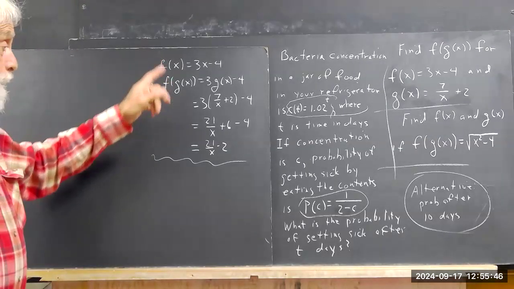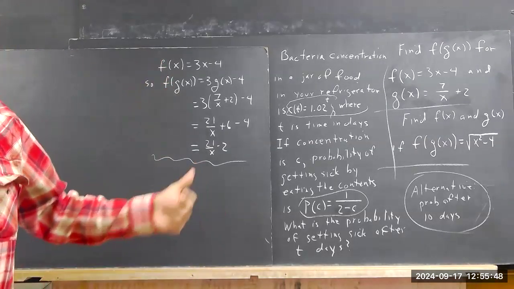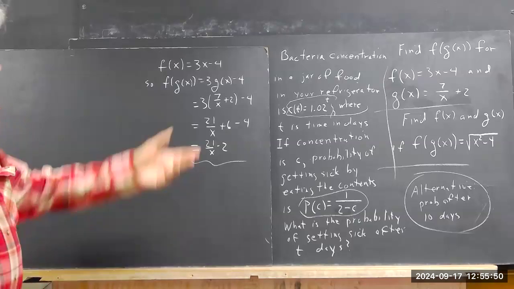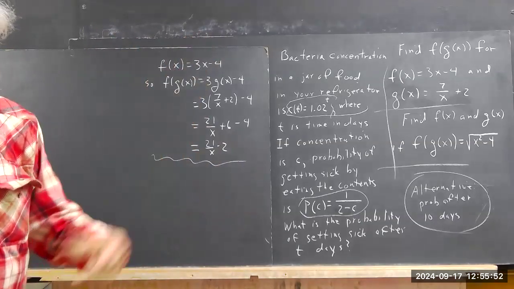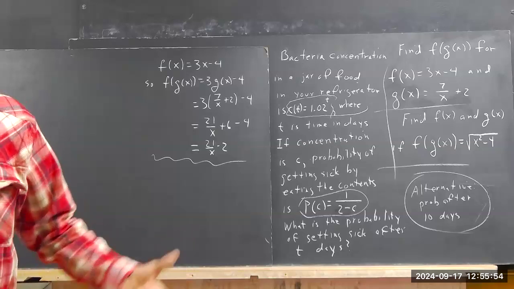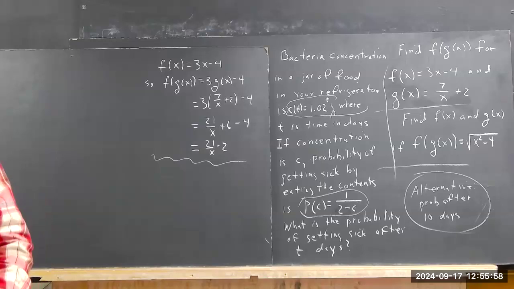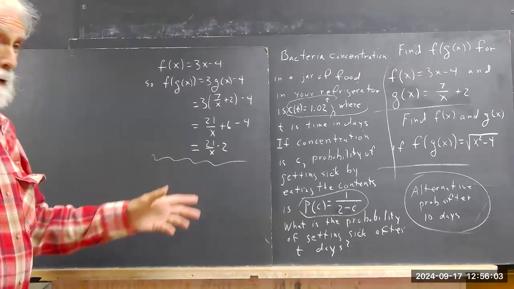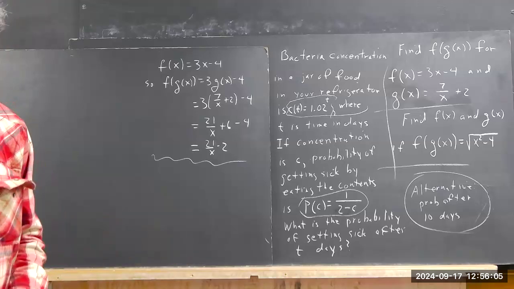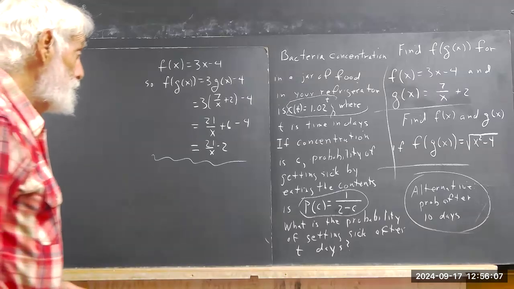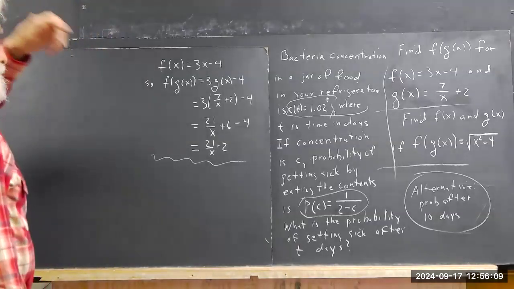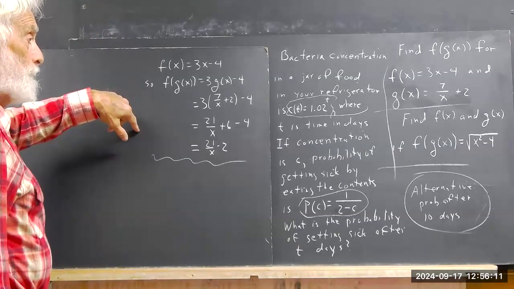On a test, it's very important to do all the steps, because if you write down just an answer and you made a stupid little error like you see me make all the time, you're not getting any credit. I can't see where the error occurred. I can't give you partial credit. Okay, so that's your f of g of x.